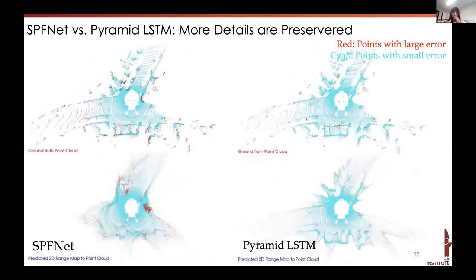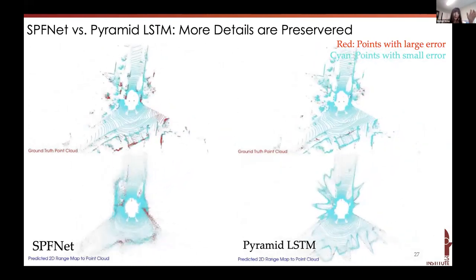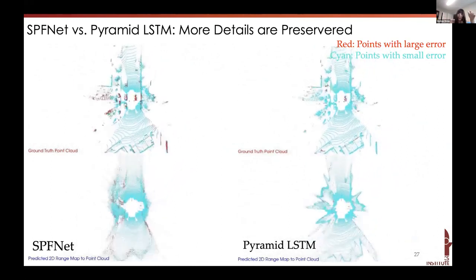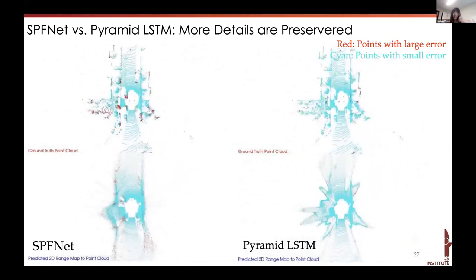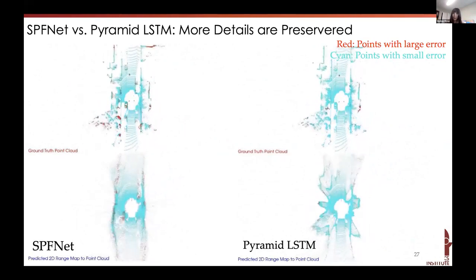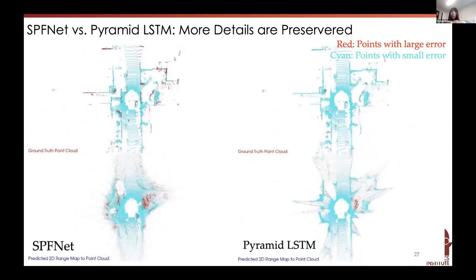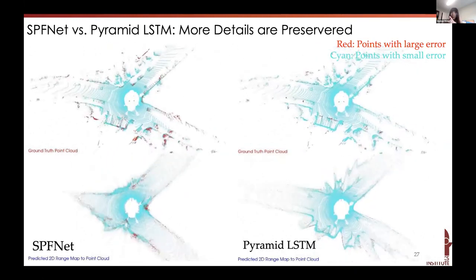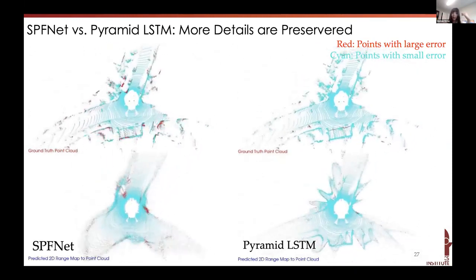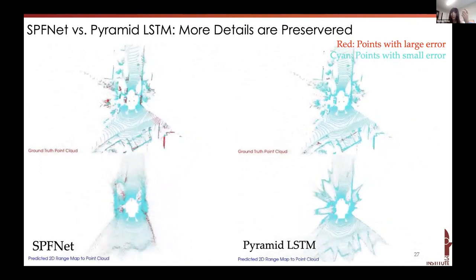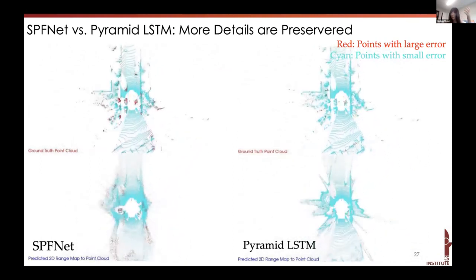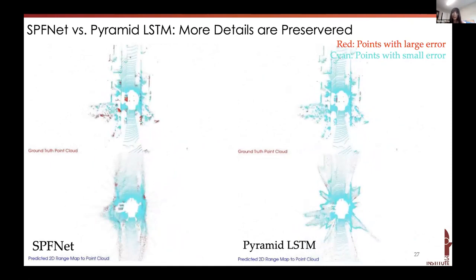But overall, if you compare this spatial hierarchical LSTM and the baseline we have, SPFNet, we see much fewer red points in the prediction, and at the same time, the structure of the background is much sharper, right? So you see more details in the background. And also for the foreground object, you see a clear shape of the vehicles. So those are all good signs.